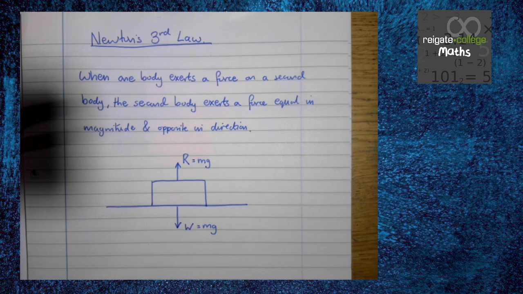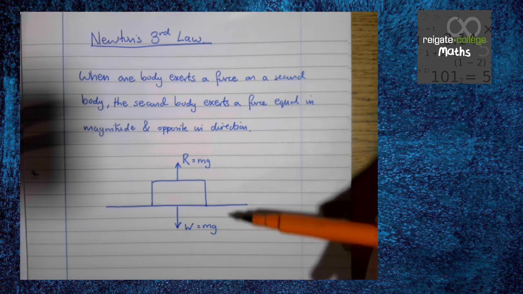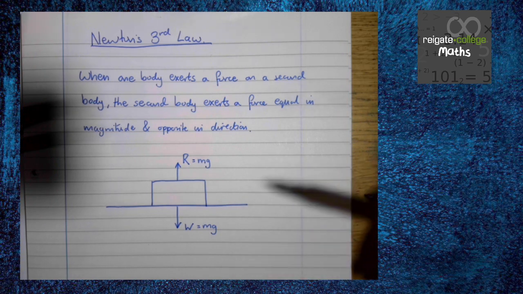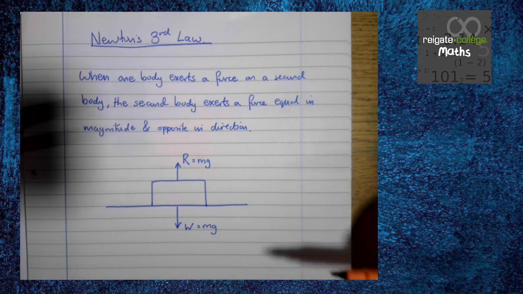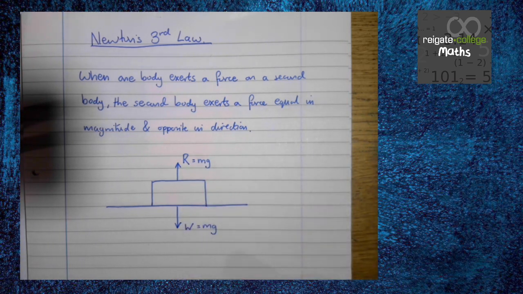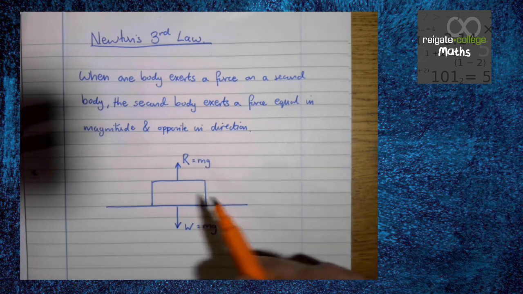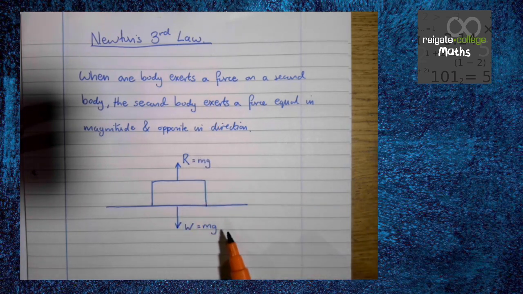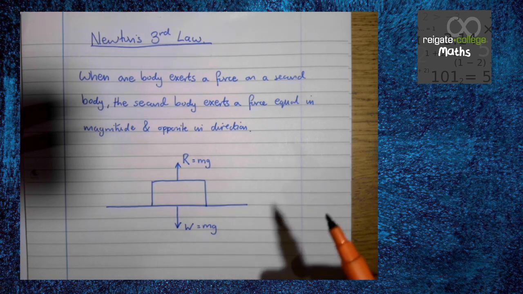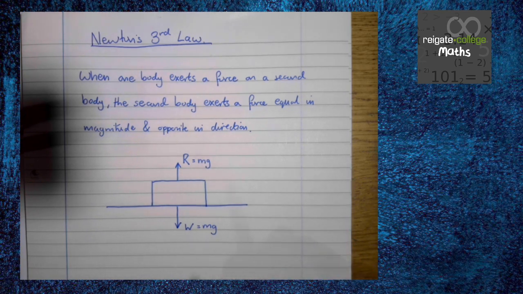We know it's not less. If R was less than W, then there would be acceleration. We know that from F equals ma, Newton's second law. So if R was smaller than W, the book would accelerate through the table. If R was bigger than W, the book would accelerate up, which, well, if you put a book on a table and stare at it, clearly doesn't happen. The only other option is that they are the same.